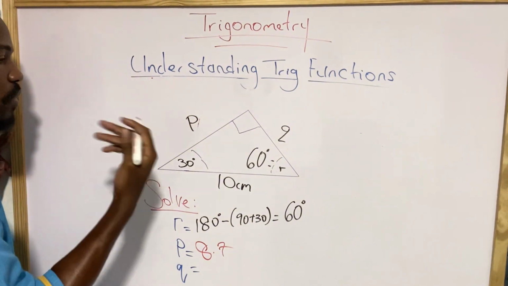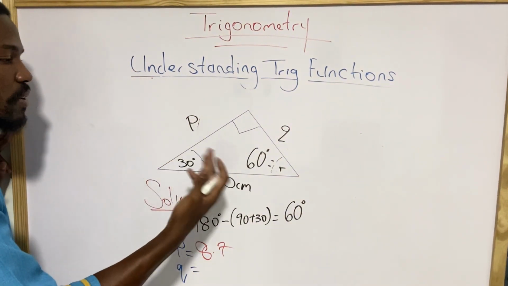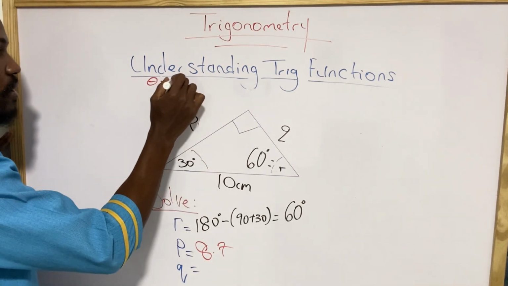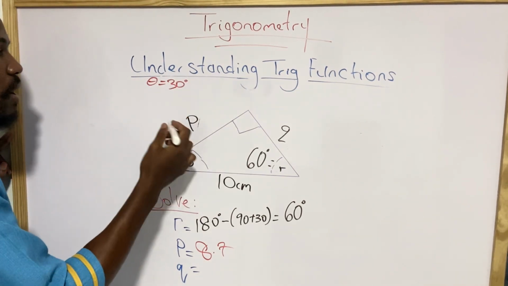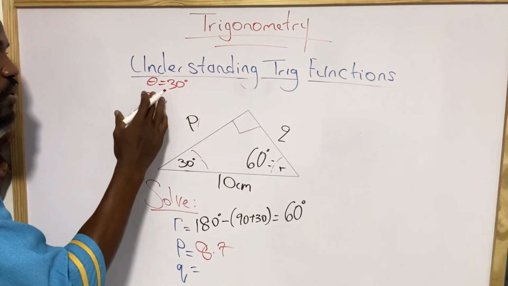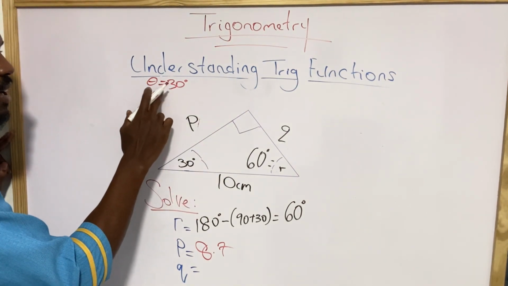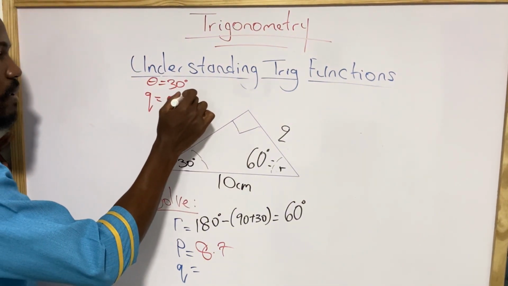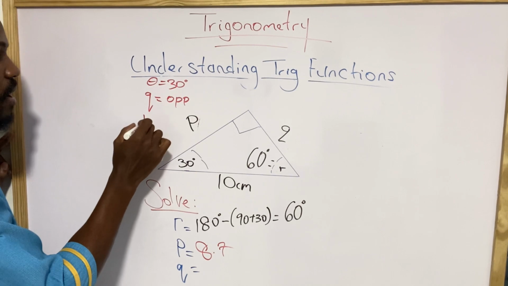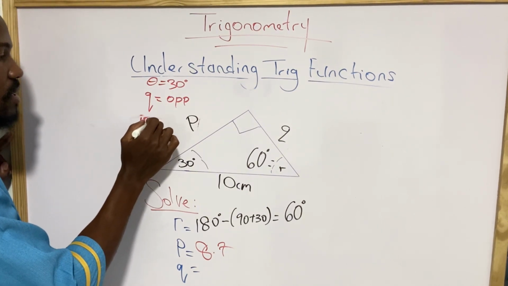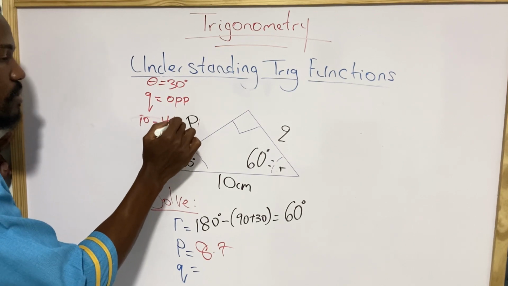We said, how do we know if we're going to use 30? So we pick one of the angles. That's the first that we did. And let's say we choose 30 degrees. If we choose 30 degrees, we ask ourselves, where is Q on the side of theta 30? It is on the opposite side. So opposite. And we also know that we have the hypotenuse. So we have 10 centimeters to be the hypotenuse.